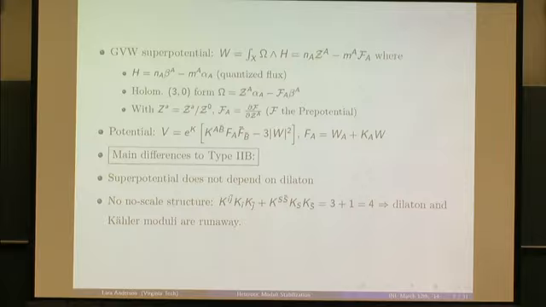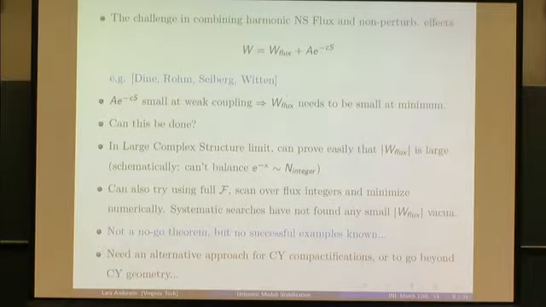most crucially, unfortunately, the beautiful numerology that we saw in type II with no-scale structure does not happen in heterotic. We end up with 4 instead of 3 in the crucial place, and so naively, dilaton and Kähler moduli are runaway. We're not going to be able to ignore vacuum values of W as we did before.